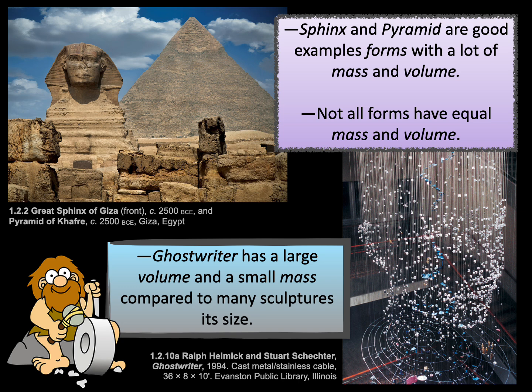Not all objects express equal amounts of volume and mass. Some artworks have a lot more volume and less mass, meaning there is a lot of space in them. Ghost Rider on the bottom right has a large volume. It takes up a lot of space. It encompasses multiple floors of that library's lobby, yet it is made of tiny cast parts and thin steel cables, so it doesn't have a lot of mass compared to as much volume as it fills.